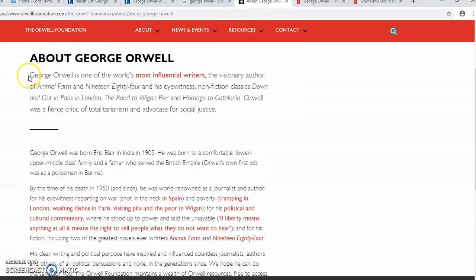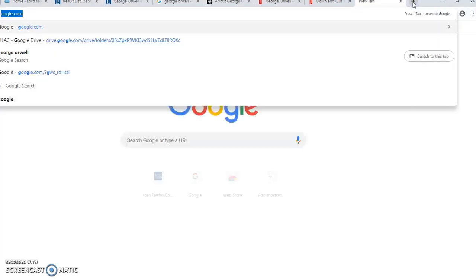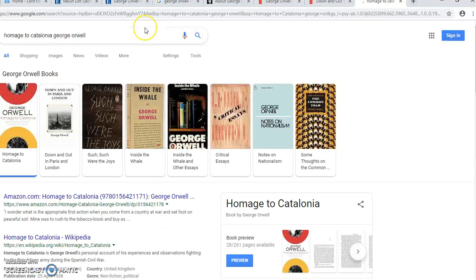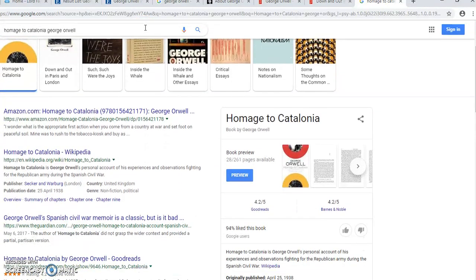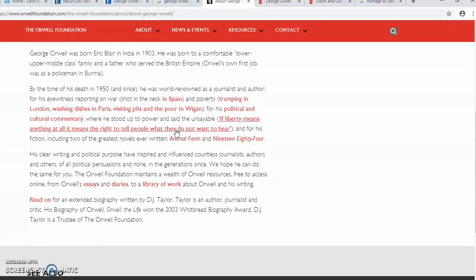Well, it starts at the top with a very biased opinion, talking about most influential writers, how that's pretty subjective, but like here it mentions, this is the first time from doing this research, it mentions Homage to Catalonia, which was a big, at least in my mind, part of doing research for him, because this was a time that he went to Catalonia and he actually fought with the rebel army. It was not just a journalist. So, like here, this is where he mentions reporting on the war in Catalonia, how he was shot in the neck.